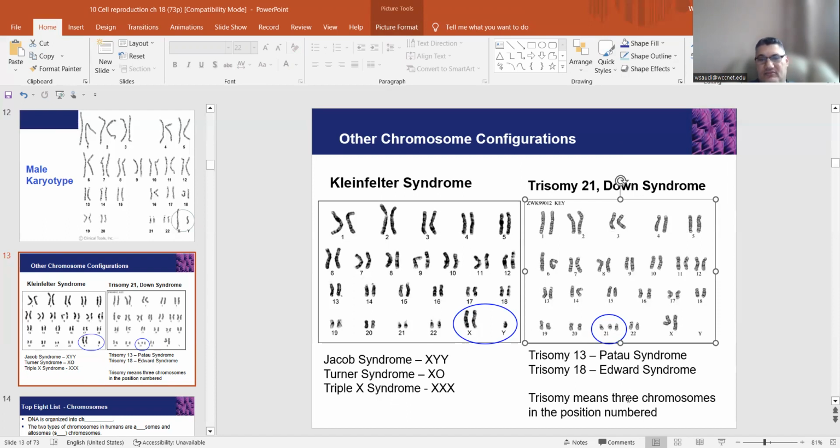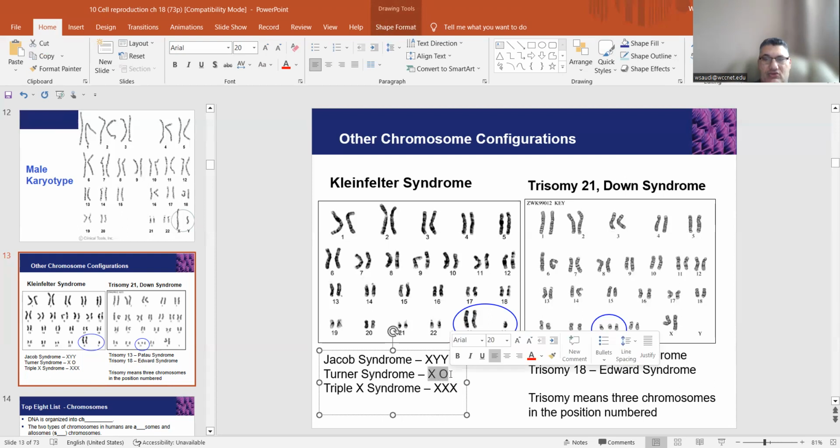There are other forms. I'm not going to ask you to know the details of Jacob and Turner and all that stuff, unless you are interested in knowing that, that's okay. But otherwise, you don't have to. If you're interested, I can give you an example here. This one, XXX, you're supposed to have two X's only, but you have an additional X. Occasionally they call it a super female, like very female. This one they call the super male because you do have XY, you are a male, but you have an additional X.